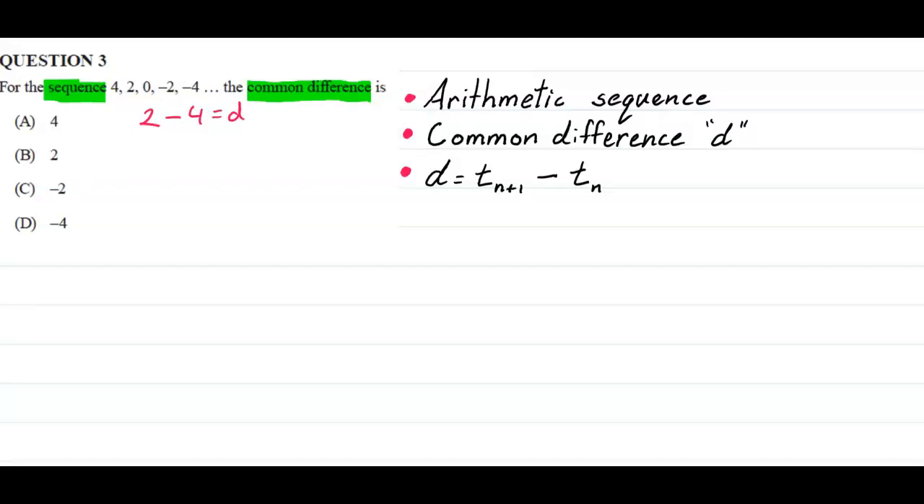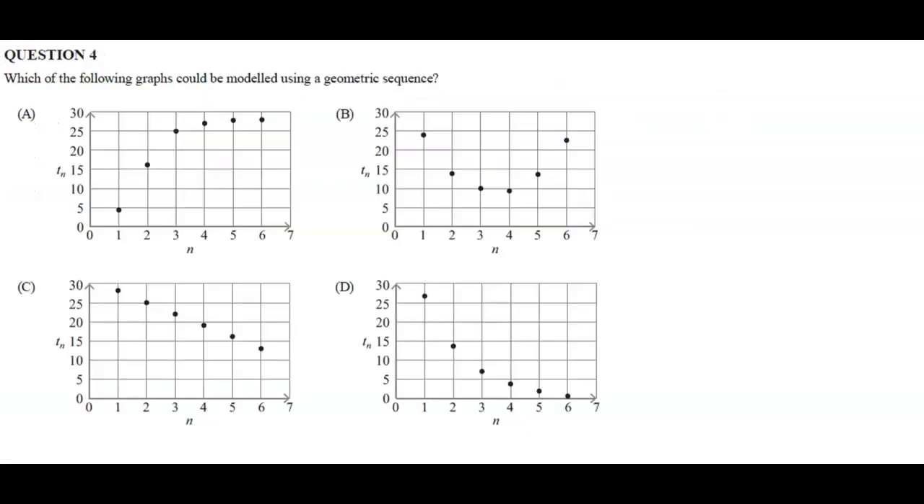So 2 minus 4 gives me negative 2. So D, our common difference, is negative 2, which means the solution for question 3 is C, negative 2. Question 4. Which of the following graphs could be modeled using a geometric sequence?